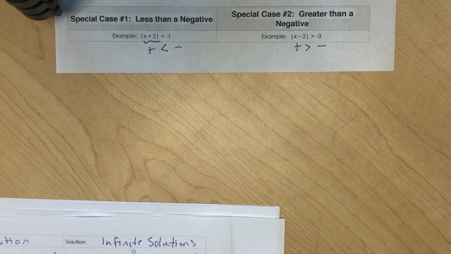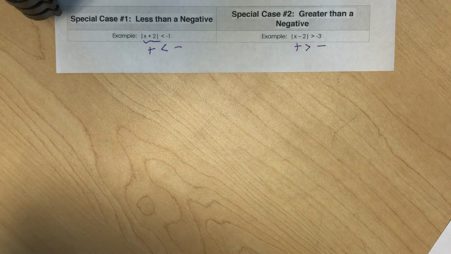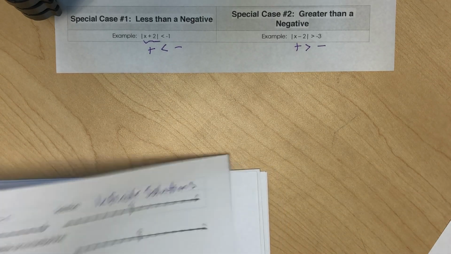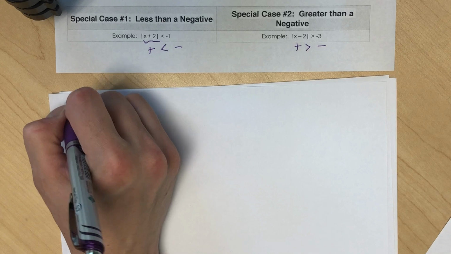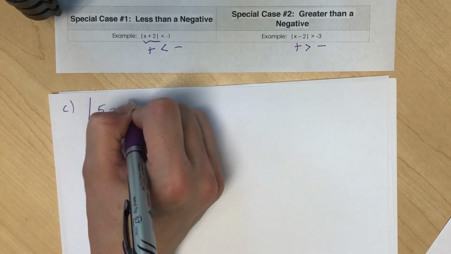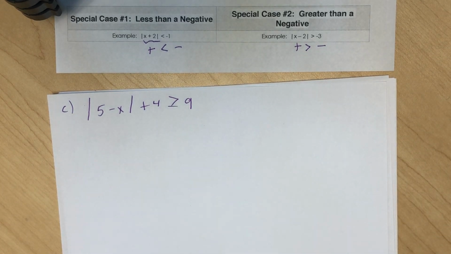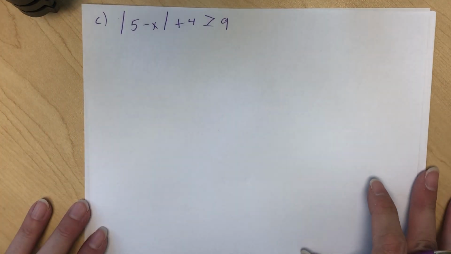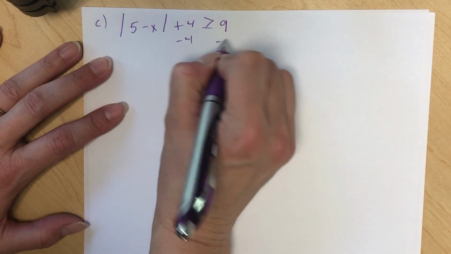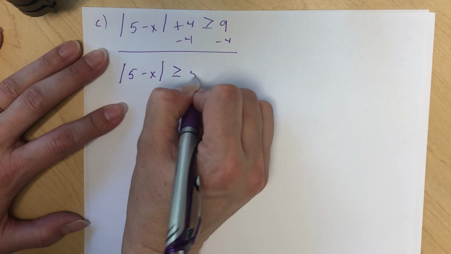Okay, part C. Part C is absolute value of 5 minus x, plus 4, greater than or equal to 9. So I'm going to start by isolating the absolute value. Subtract 4 on both sides. Absolute value of 5 minus x is greater than or equal to 5.